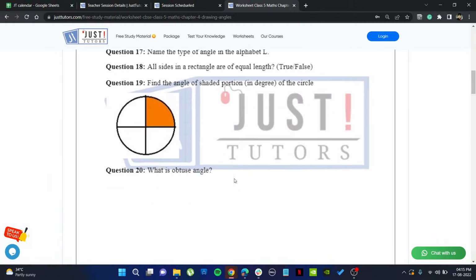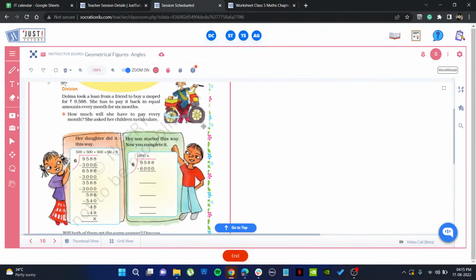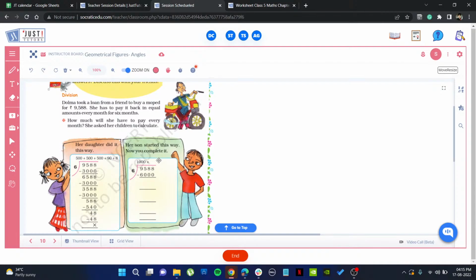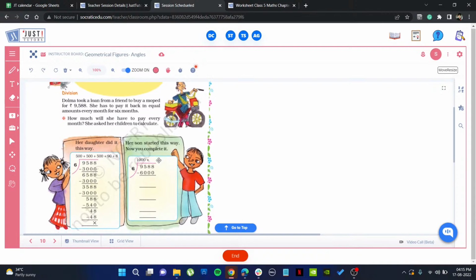Okay, now let's get back to our session. So here today we'll be learning about division. Okay, so let's see what this statement is saying. Dolma took a loan from a friend to buy a moped for rupees 9588. She has to pay it back in equal amounts every month for 6 months. How much will she have to pay every month?